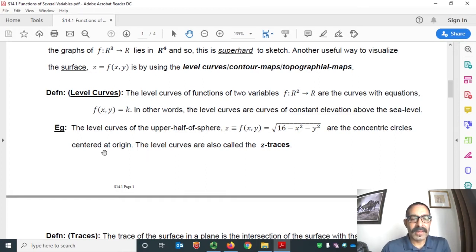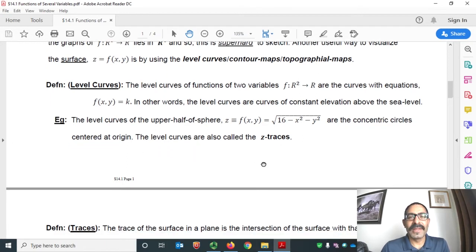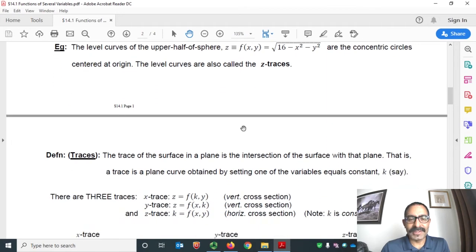Quick example: the level curves of the upper half of the sphere, z equals the square root of 16 minus x squared minus y squared, are concentric circles centered at the origin. The level curves are also called the z traces. Next, let's talk about traces.